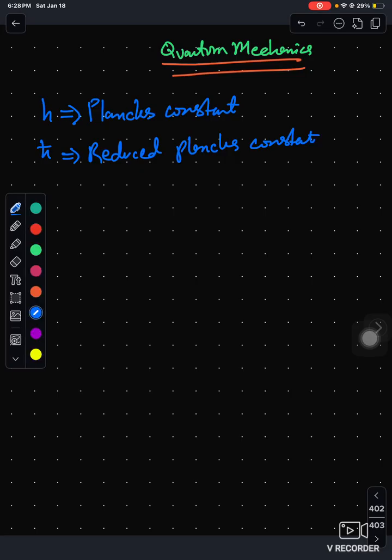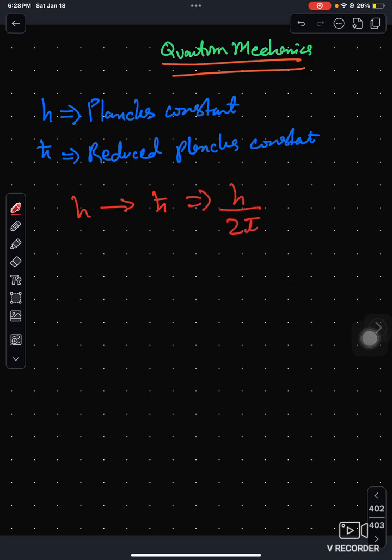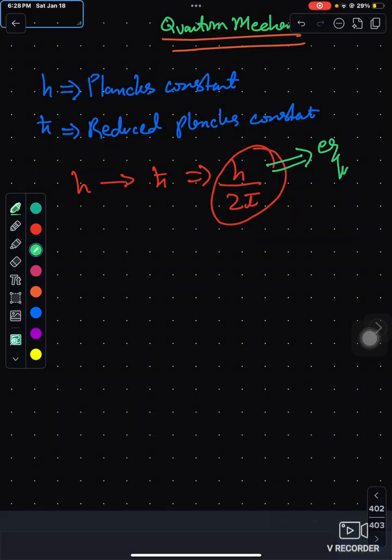So to go from Planck's constant h to h bar, what we do is h divided by 2 pi. We divide it by 2 pi and we get h bar. We just divide with that equation, where 2 pi. Okay.